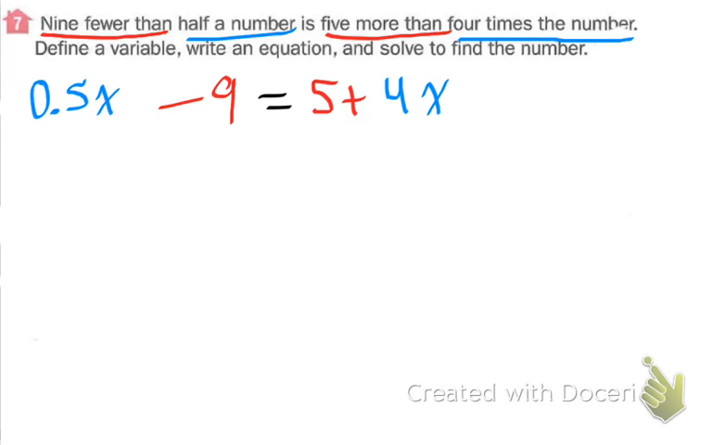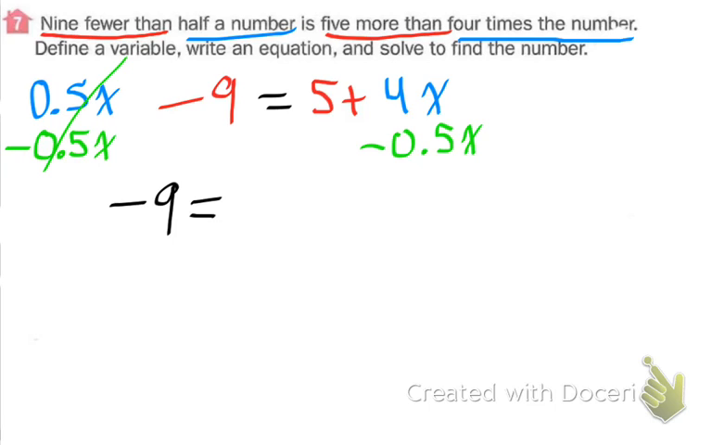Now solve it. Move your smaller variable towards your bigger variable. Your smaller one is 0.5x. So subtract that from both sides. Cancel on the left side. And on the left side, you have just negative 9. Now on the right side, we have 5 plus 4 minus half is 3.5. So 3.5x. That is an ugly 5.